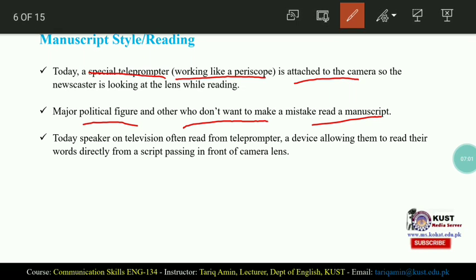Today speakers on television often read from a teleprompter. Teleprompter, as we have discussed in the first point, is a device allowing them to read their words directly from a script passing in front of the camera lens.